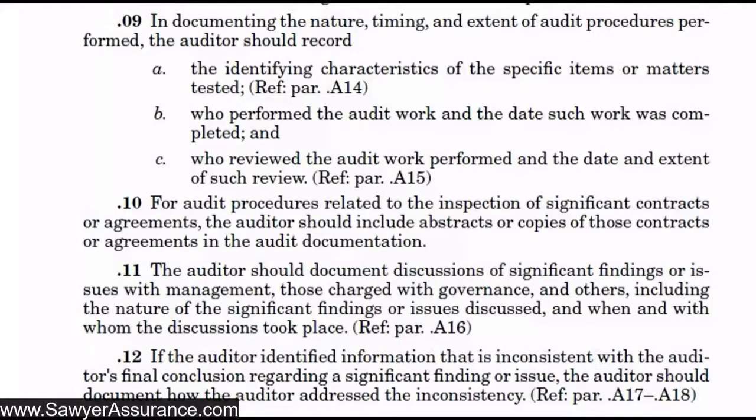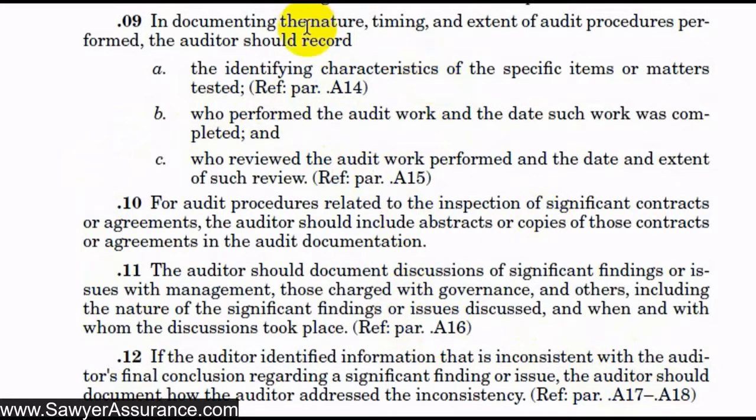Alright, so in our next video in AUC section 230, we're going to be taking a look at what exactly we should record when we're documenting the nature, timing, and extent of audit procedures. And this is in AUC sections 230.09 through .12. And we've got a lot of explanatory material sections here.